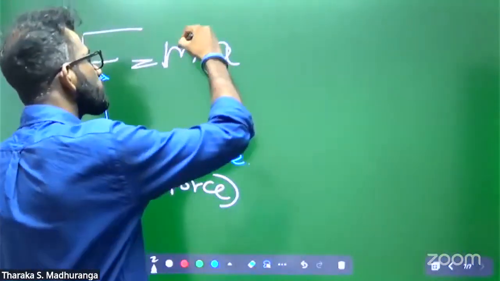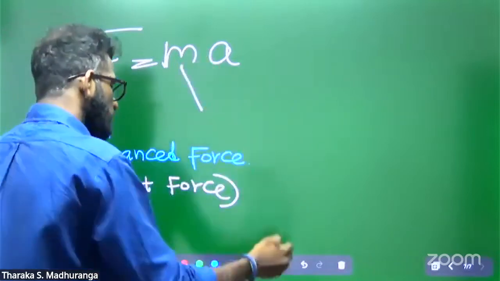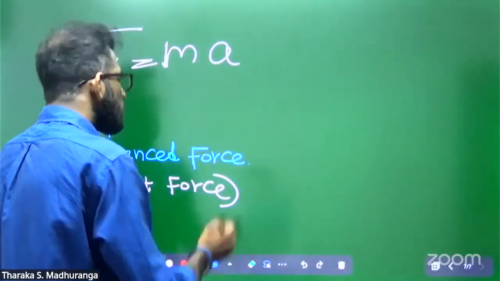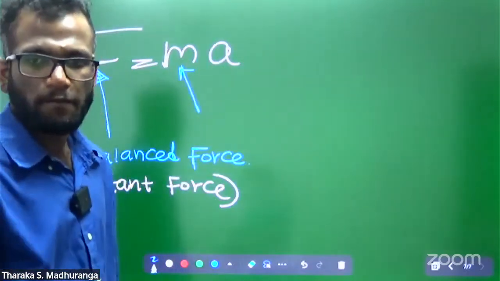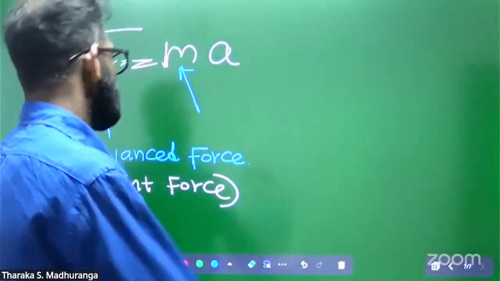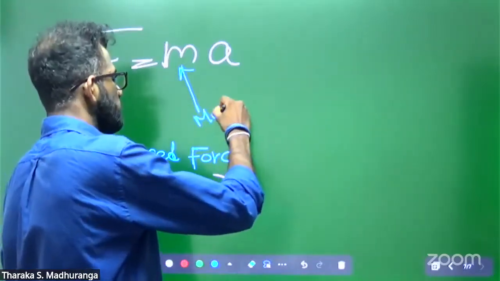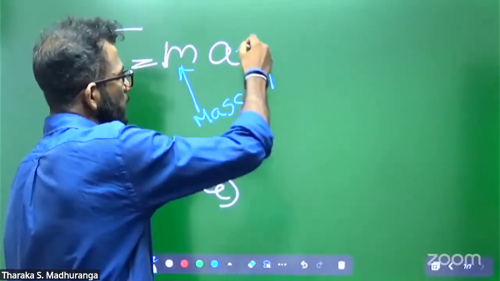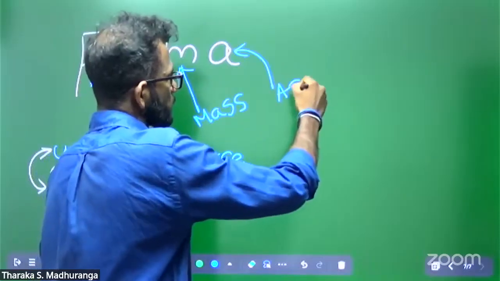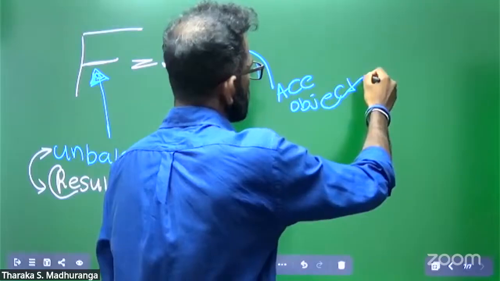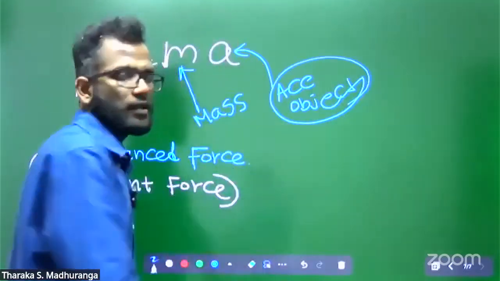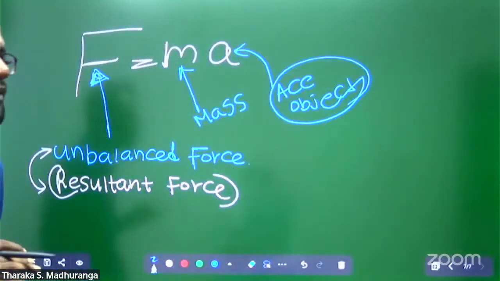What is the name of M? Very good. The mass of the object. And A means the acceleration of the object. Okay. That's what we needed to discuss today. That's our target, and we have achieved it.